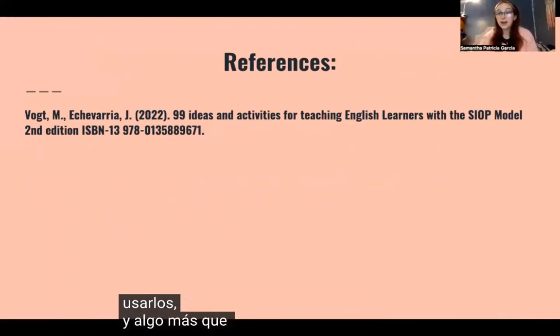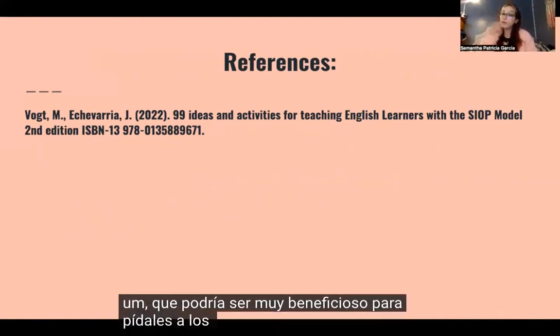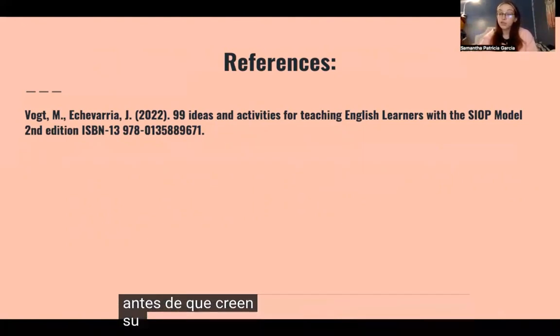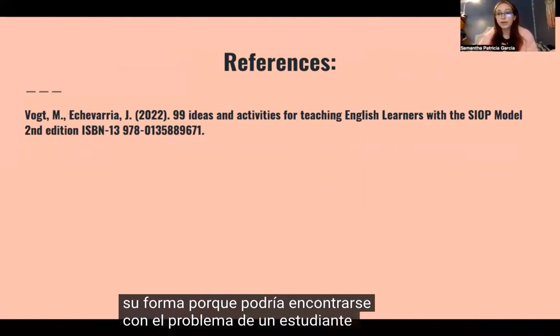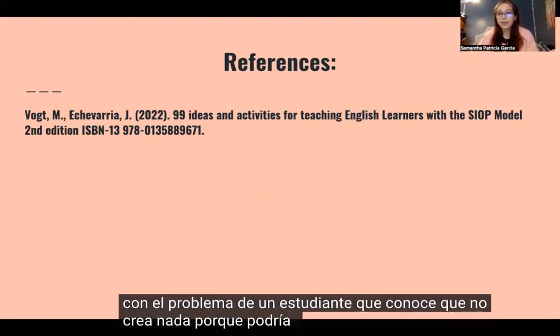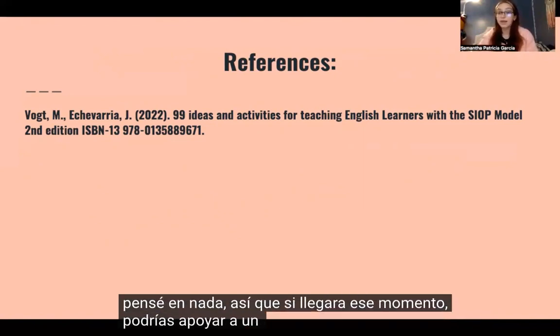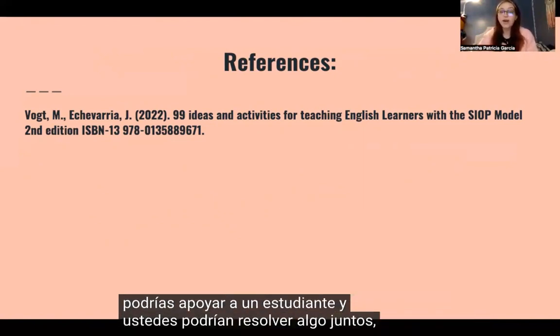And something else that I saw was that it could be very beneficial to have students run their ideas by you before they create their shape, because you might run into the issue of a student not creating anything because they couldn't think of anything. So if that time came, you could scaffold a student and you guys could figure something out together.